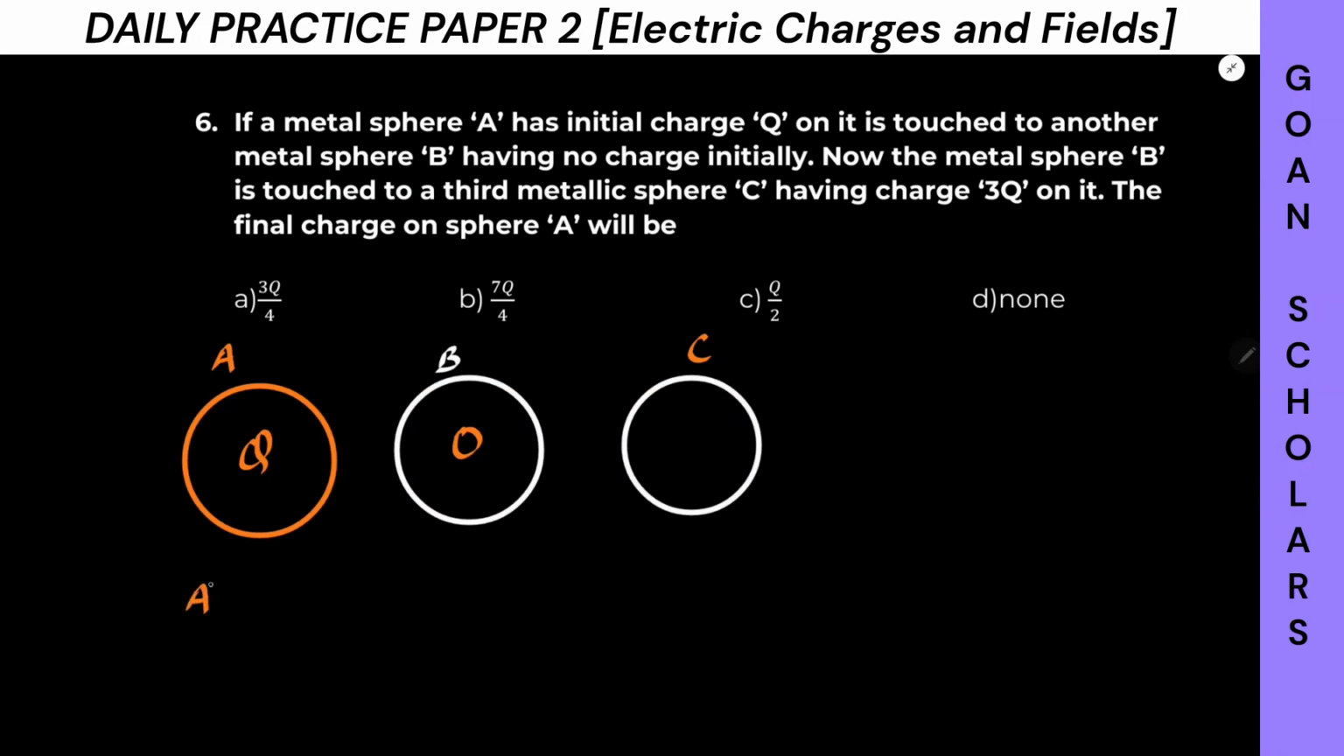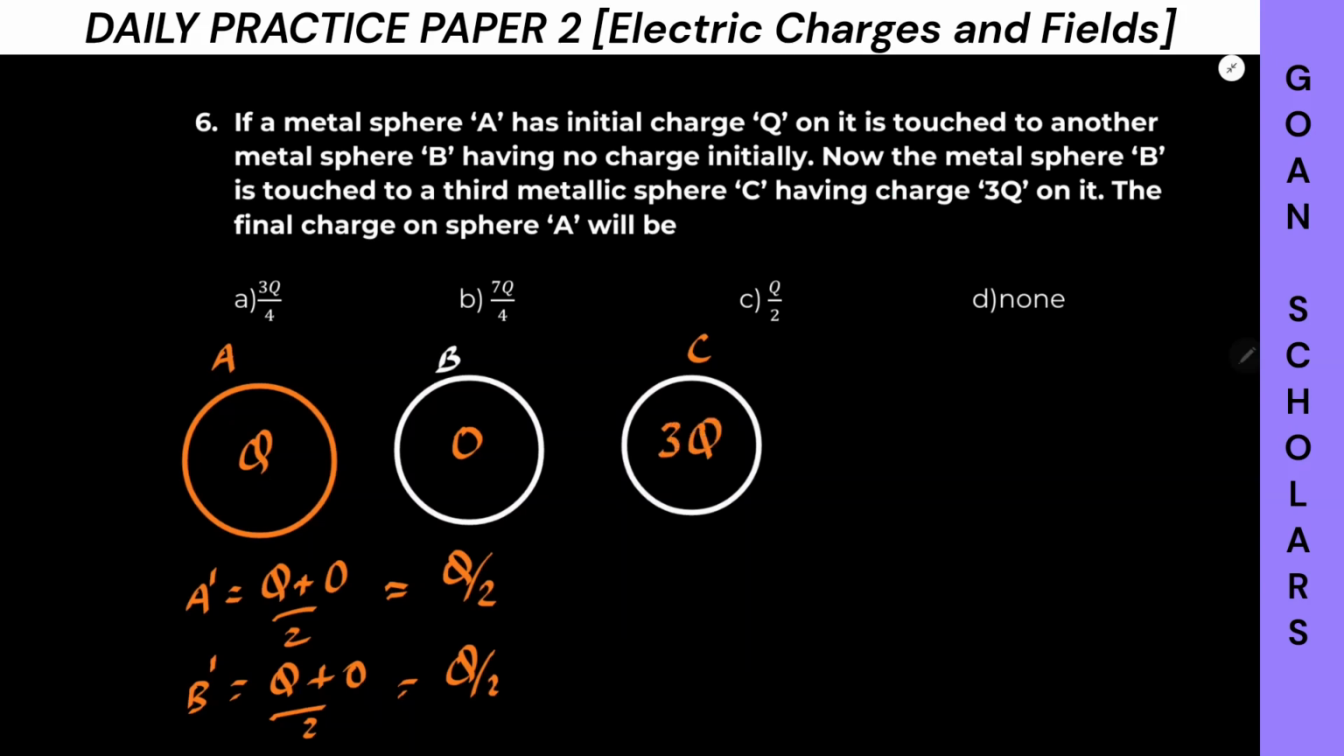If you are touching A and B, what is the new charge on A? (Q plus 0) by 2. And B will also have (Q plus 0) by 2. So the charge on A is Q by 2 and the charge on B is also Q by 2. Correct? Now the metal sphere B is touching the third metallic sphere C having charge 3Q.